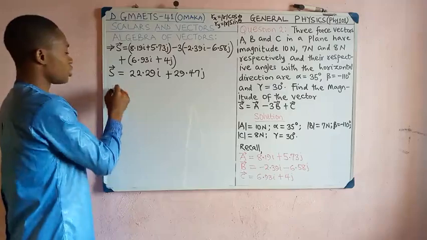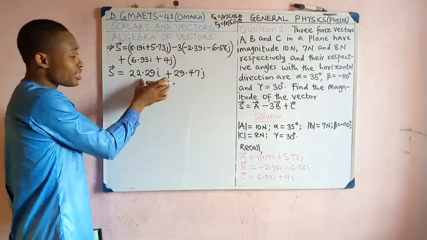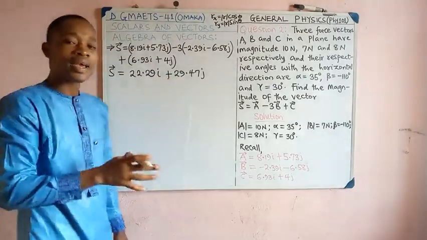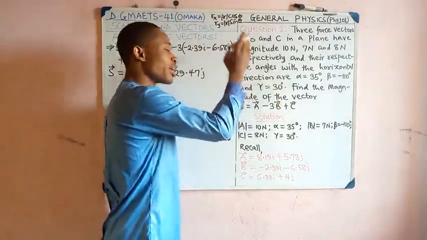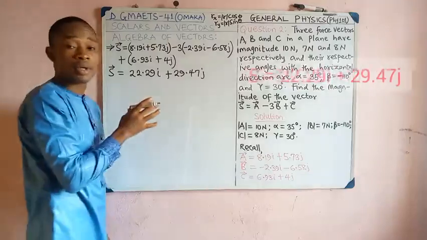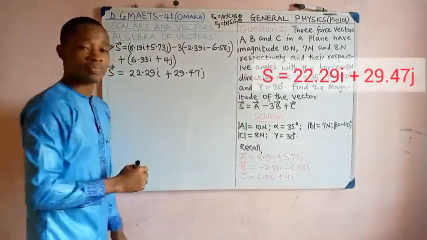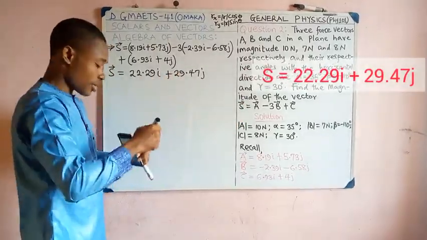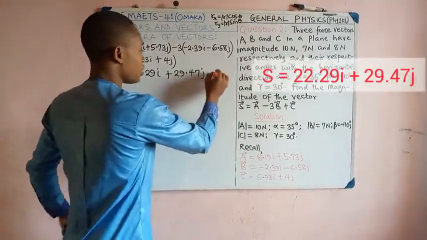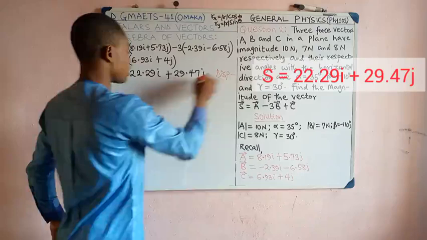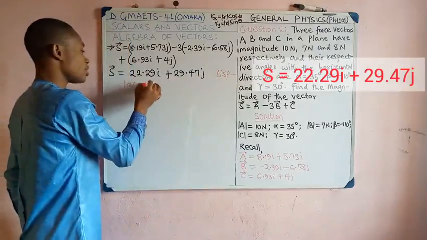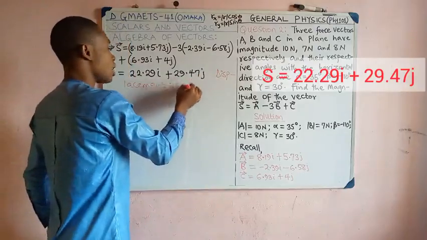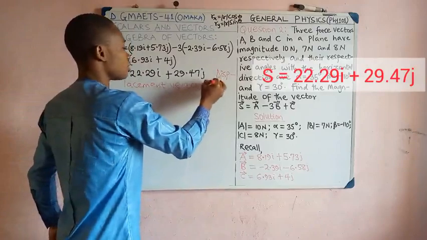Good. We can now obtain the magnitude of S. This is displacement vector S. So for this question, if we're asked to get the displacement vector, this is where we stop. That is the displacement vector of S. We'll stop here. Is that okay? So let me indicate it, displacement vector S. Good. So take note.